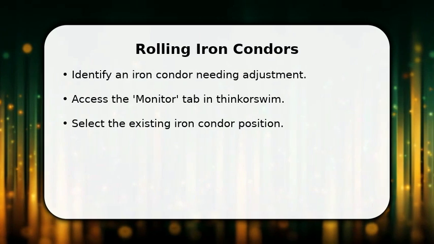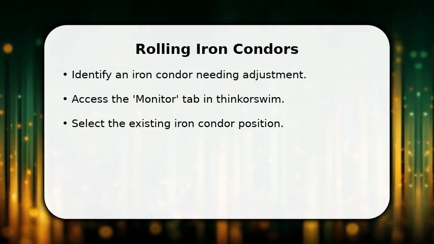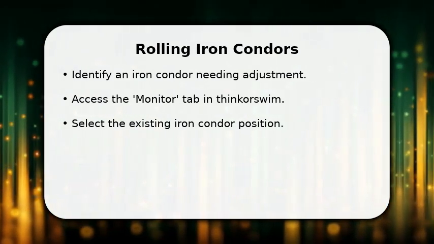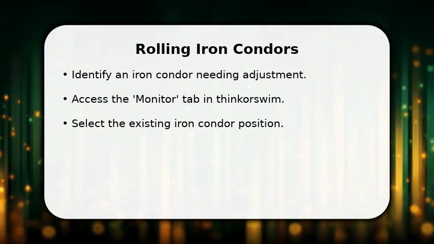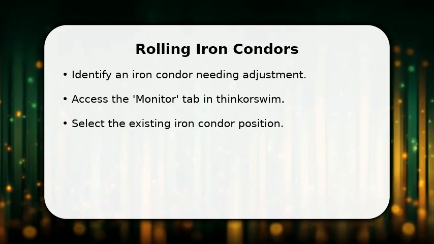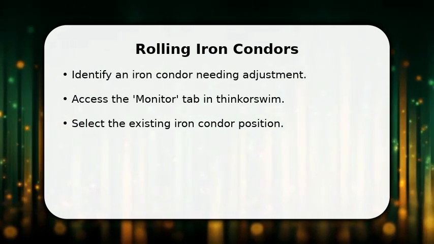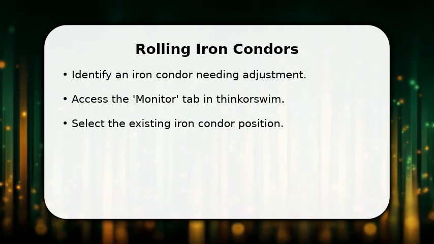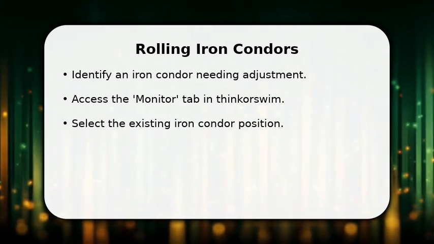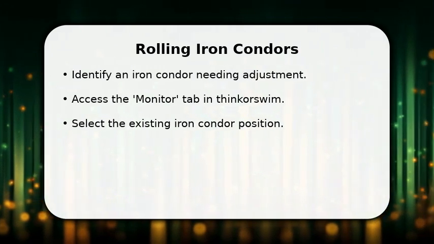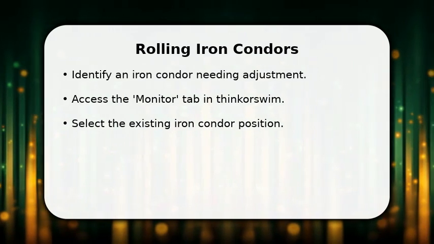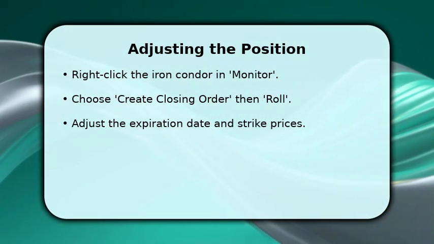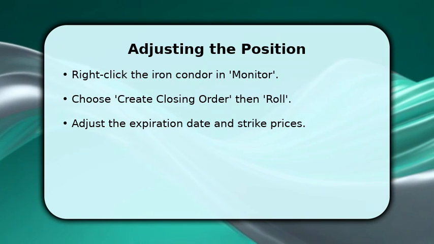First, navigate to the Monitor tab in Thinkorswim and locate your existing iron condor position. You'll want to identify the specific iron condor that requires adjustment, perhaps due to market movement or approaching expiration. Once found, prepare to initiate the rolling process to extend its duration or adjust its strike prices for a better risk-reward profile.